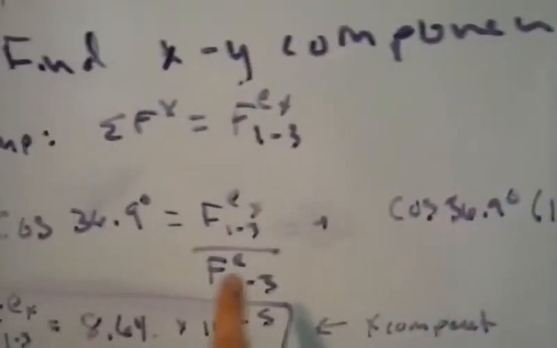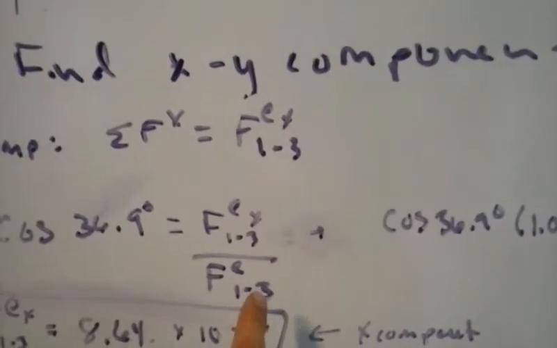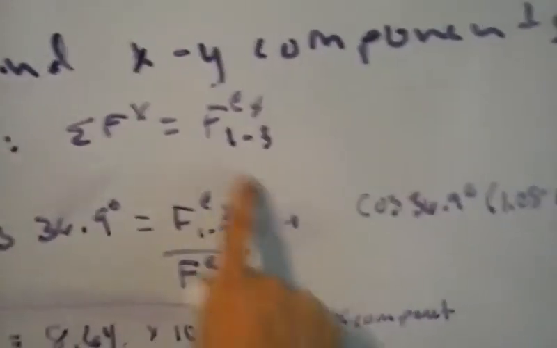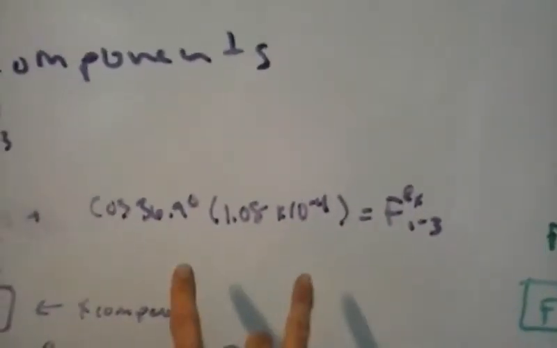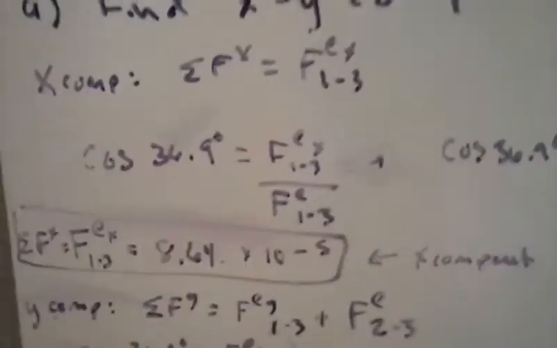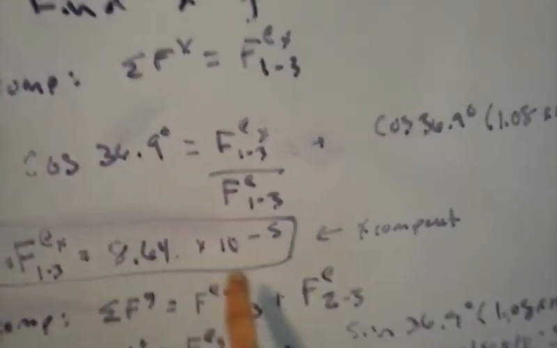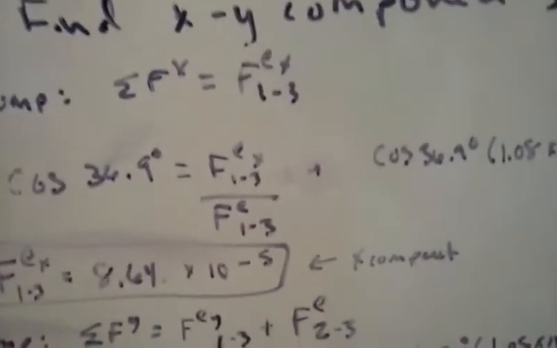And so here, I've just plugged in those values. If I multiply the value of F_E 1 on 3, which is 1.08 times 10 to the negative 4th, I'll move this to this side and isolate F_E x. And that looks like that. Then I just solve for this value, and now I know that my x component is equal to 8.64 times 10 to the negative 5th in magnitude, and I know its direction is positive, to the right. So my x component's done.